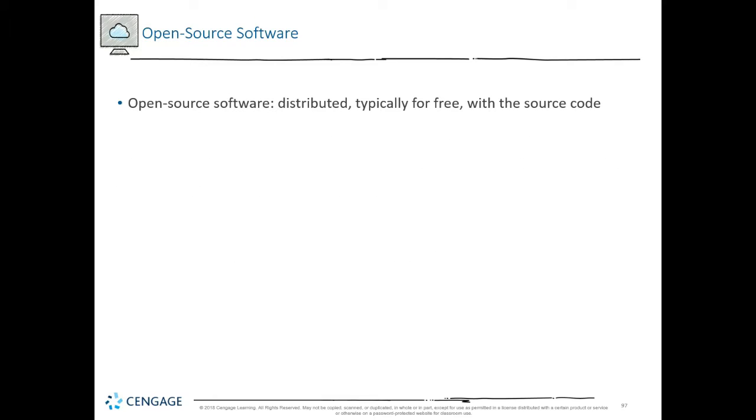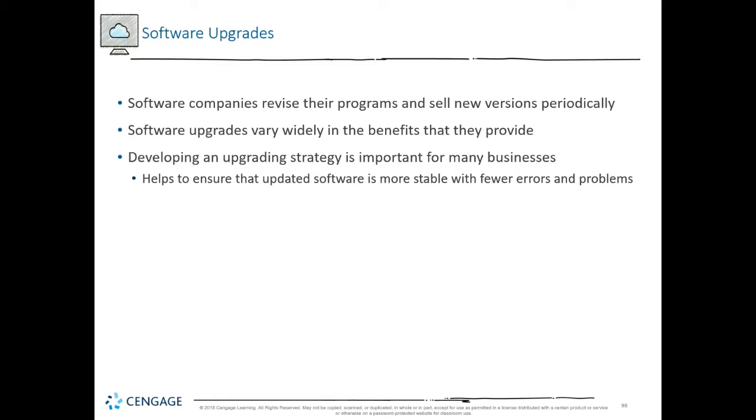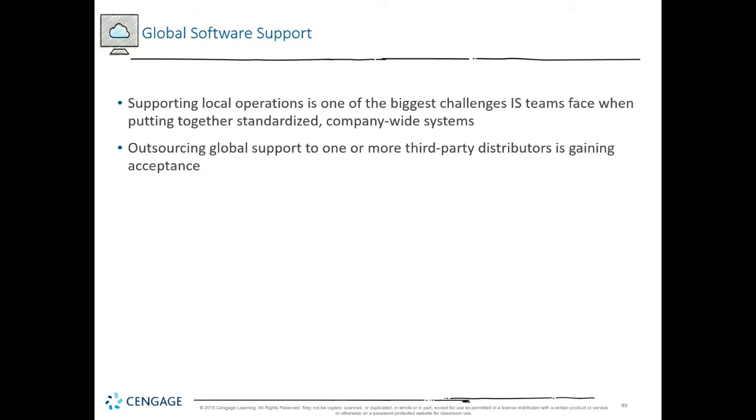Open source software is typically distributed for free with the source code. Software upgrades. Software companies revise their programs and sell new versions periodically. Software upgrades vary widely in their benefits. Developing an upgrade strategy is important for many businesses. It helps ensure that the upgraded software has fewer problems.